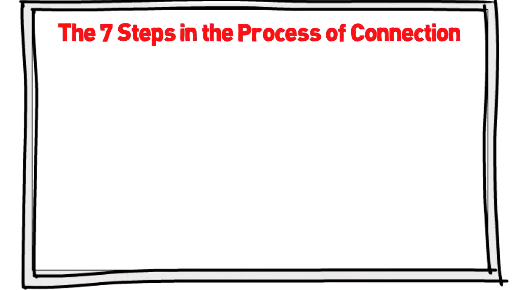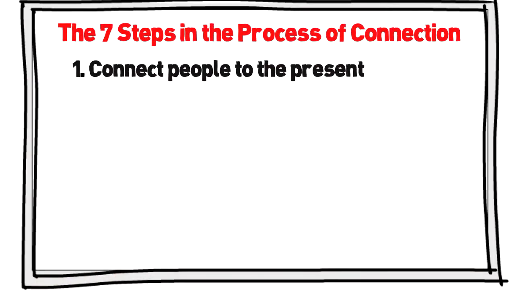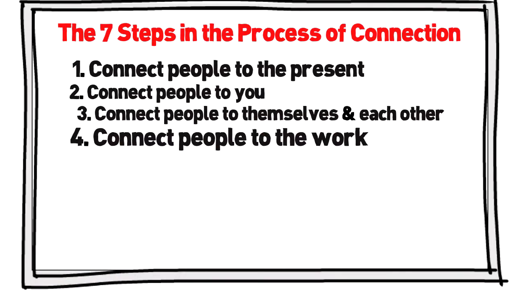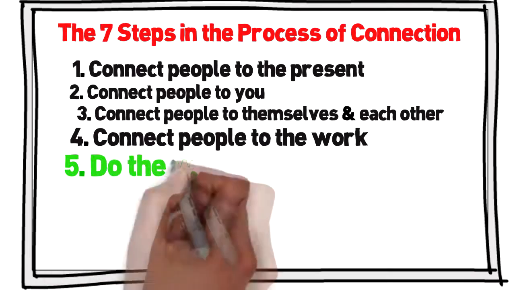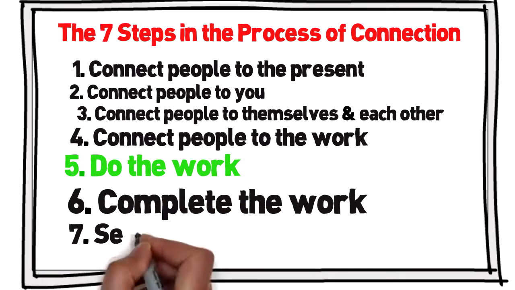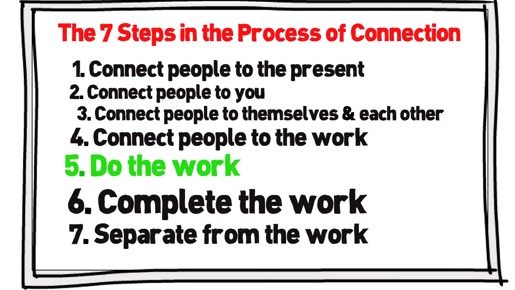The 7 steps in the process of connection are: Step 1, connect people to the present. Step 2, connect people to you. Step 3, connect people to themselves and each other. Step 4, connect people to the work. Step 5, do the work. And Step 6, complete the work. And then Step 7, separate from the work.